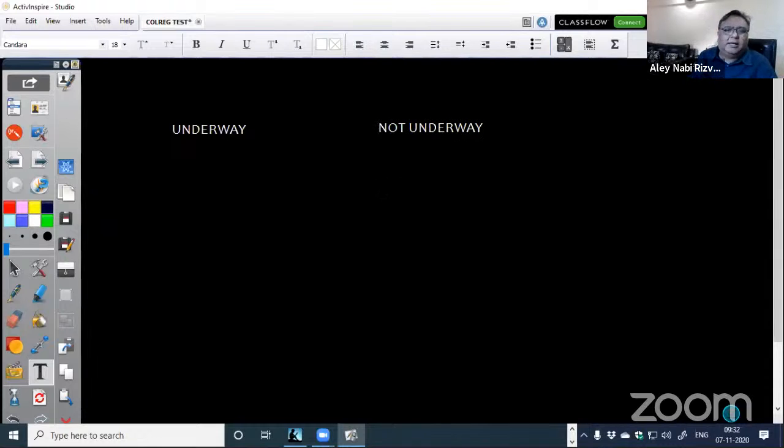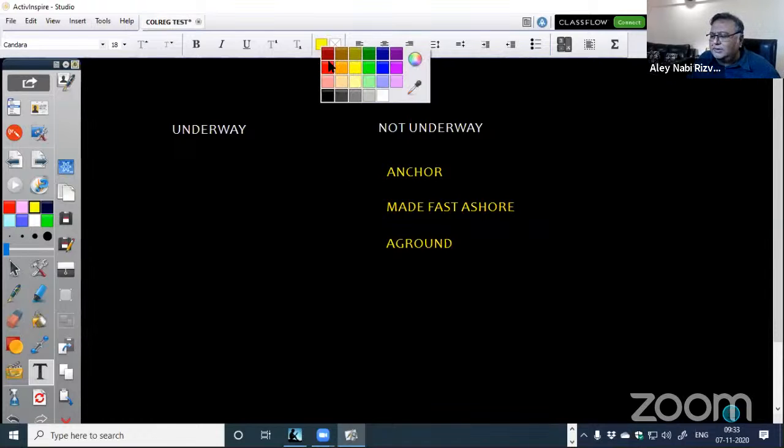This is very essential when we are going to study the lights. We need to really understand what the vessel is doing, whether the vessel is underway or not underway. Now, the not underway category can be the vessel at anchor, right? A vessel at anchor is not underway. The second one is made fast ashore. That is also not underway, or aground. So if a vessel is at anchor, made fast ashore, or aground, that time the vessel is not underway. In the rest of the cases, the vessel is underway only.